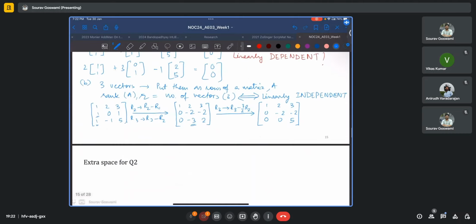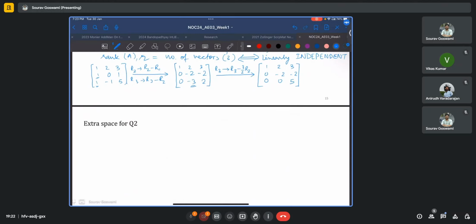Again, this is just okay to work with, but for the sake of convenience, we can do one more transformation, which will be nothing but a scalar multiplication of the rows. My second row is multiplied by minus half, and the third row by 1/5. This will yield 1, 2, 3, 0, 1, 1, 0, 0, 1. Now we see that these three rows are linearly independent, and this is the row reduced form, or the row echelon form.